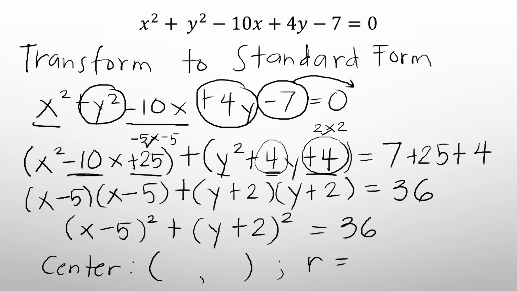If we have x minus 5 here, the value of h is positive 5. If we have y plus 2 here, the value of k should be negative 2. So the coordinates are 5 comma negative 2. For the radius, we get the square root of 36, and that is positive 6. We're done with step number 1, which is to identify the coordinates of the center and the length of the radius. You may rewatch the video discussing how to transform the equation from general form to standard form.